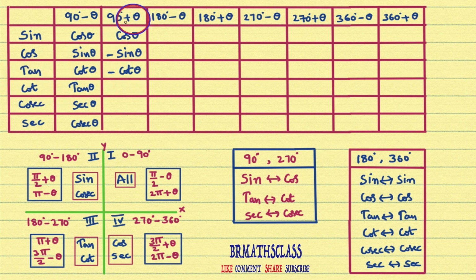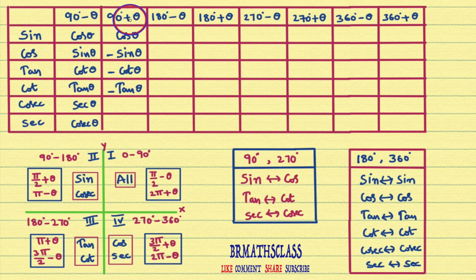Cot(pi by 2 + theta). As 90 degrees is there, cot changes to tan. So first you write that one, tan theta. Now pi by 2 plus theta, which quadrant? Second quadrant. In the second quadrant, what is cot? Look here only. Cot is negative in the second quadrant. So cot(pi by 2 + theta) is minus tan theta.